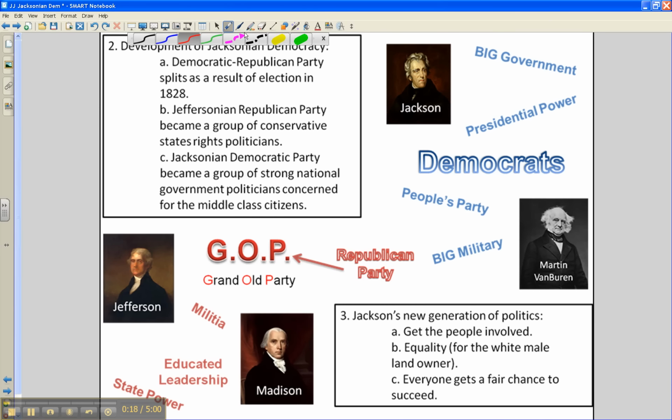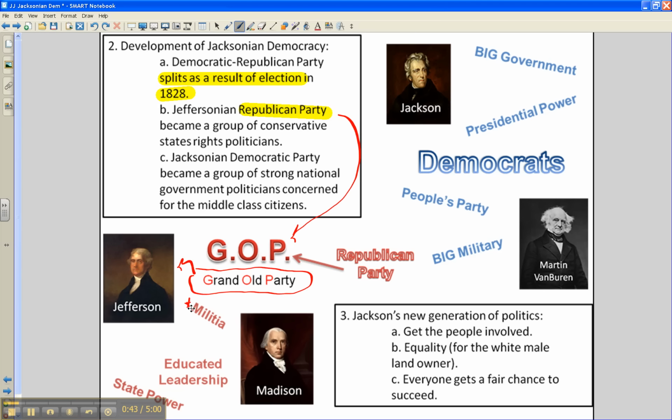These political parties ultimately came to be two distinct groups as a result of them splitting in the election of 1828. The Republican Party, which is otherwise known as the GOP, seen down here, this is the original party, and that's why it's called the Grand Old Party. And this is really the original beliefs of Andrew Jackson. They believe in a militia, they believe in an educated leadership, state power, and really, to summarize, they want small government.